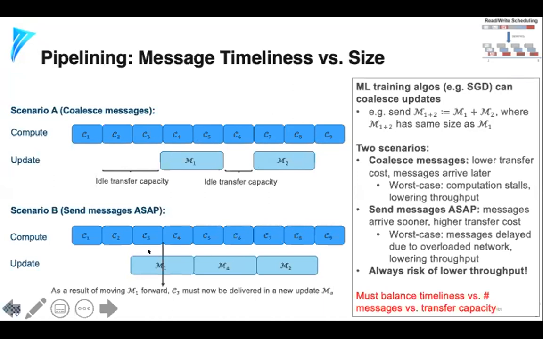Or you can send messages ASAP without coalescing, but then you will end up using the entire network capacity. If you're not careful, you'll overload it and create a bottleneck. So the point is that you have to be conscientious about how much network bandwidth is available so that you don't lower throughput by creating too many messages. And you have to be careful about how much you delay messages so that computing doesn't have to wait. It's a balance of timeliness versus the number of messages versus the transfer capacity of the network.